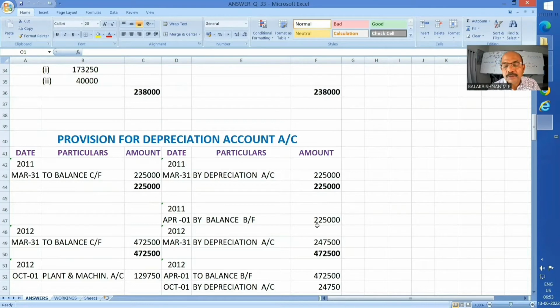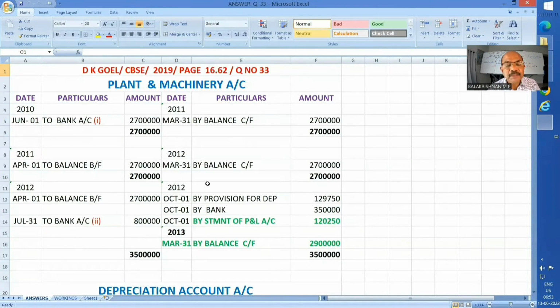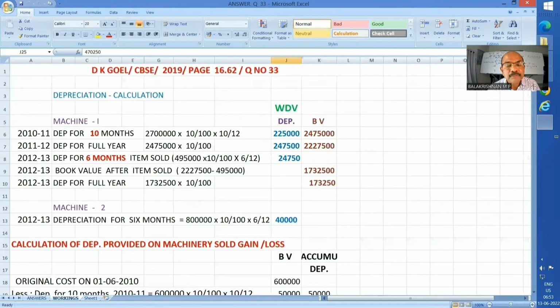Okay, 2,25,000. Now, I find this particular year's depreciation in respect of the item is how much? 2,47,500. How did I get it? It's nothing but last year's book value was 24,75,000. How did I get it? 27 lakhs minus depreciation. That's the book value. On that opening book value, full 1 year's depreciation happens to be 2,47,500. That I am accounting here.